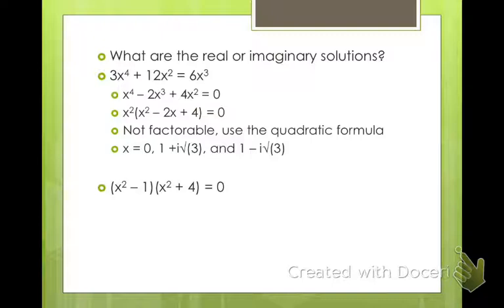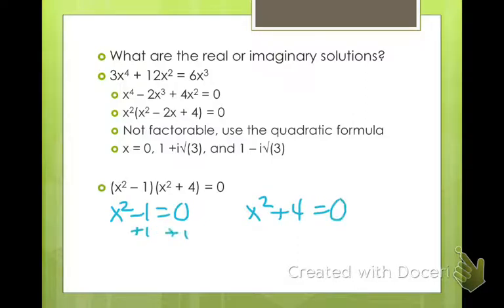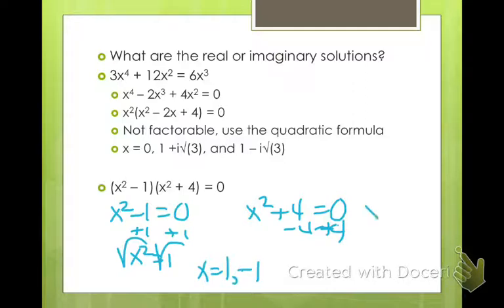Alright, and then this one's already factored for us, so we can set each factor equal to 0. So x squared minus 1 equals 0, and x squared plus 4 equals 0. Add 1. Subtract 4. So x squared equals 1. Square root of that is 1 and negative 1. And then x squared equals negative 4. Square root of that is 2i and negative 2i. So there's our four solutions for that one.